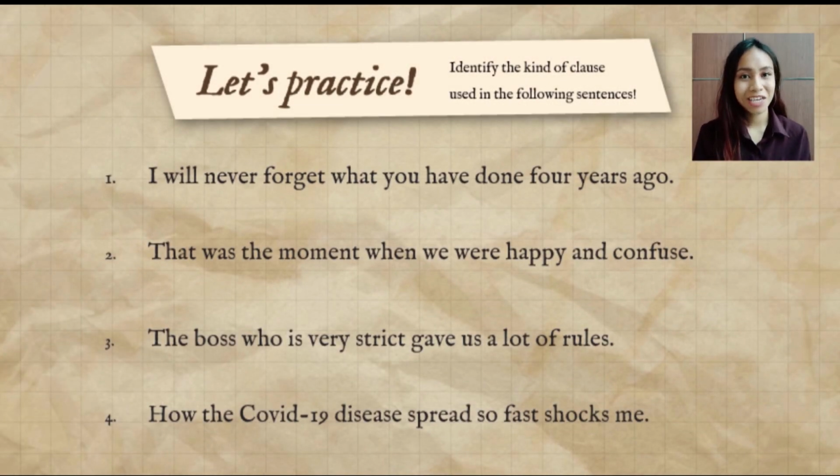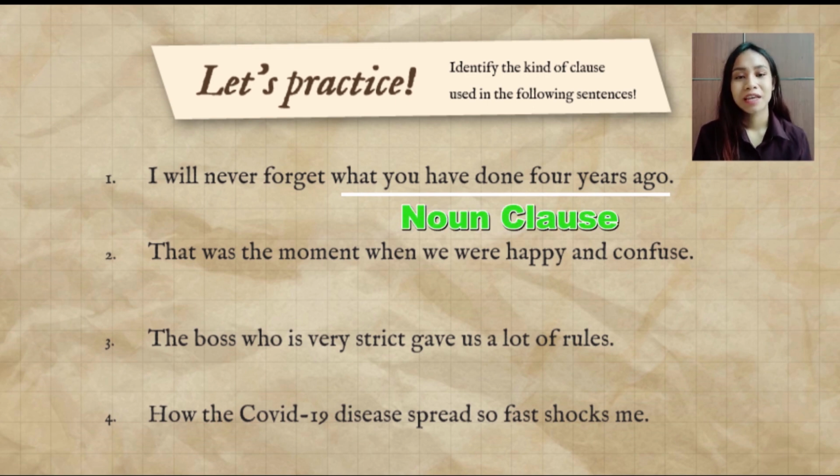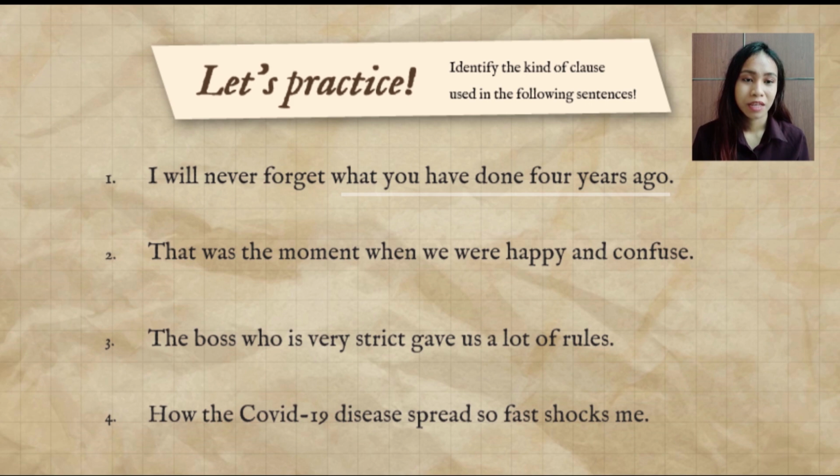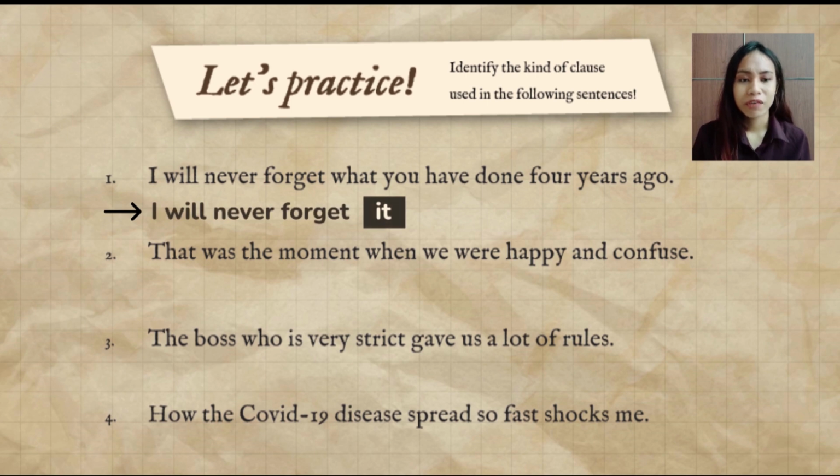Now, let's practice it together. Identify the kind of clause used in the following sentences. First one, I will never forget what you've done 4 years ago. Which one do you think is the clause? Great. What you've done 4 years ago. And now, what type of clause is it? Great. It's a noun clause. You can try to substitute the pronoun it for the clause. Let's read the sentence as I will never forget it.